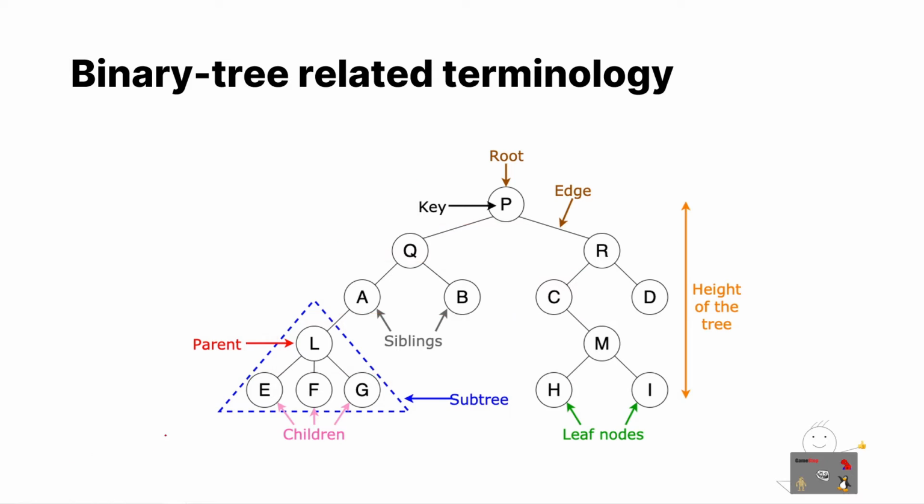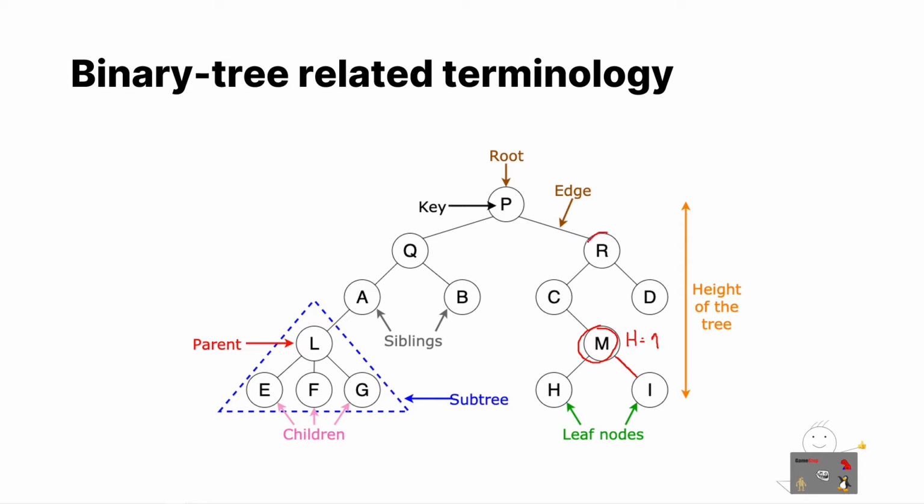Besides levels, we also have height. It's quite different. The height is the number of levels from the farthest leaf node. So we know that leaf nodes are nodes without any children. So, for example, if we want to know the height of M, we just need to find the farthest leaf node, which would be H or I, and then we see how many levels this is away. For example, this is 1 level away, so the height would be 1.